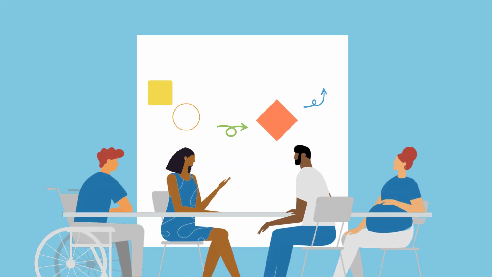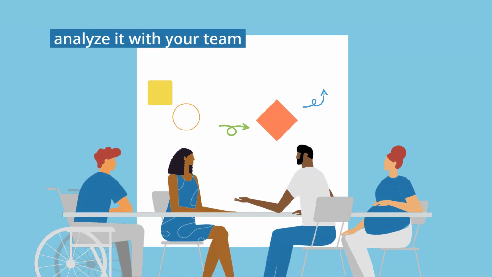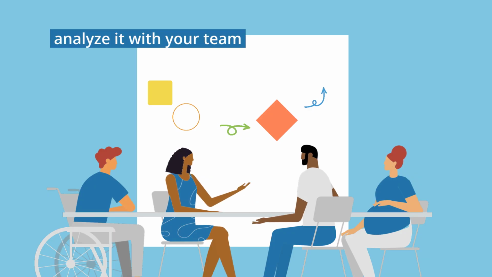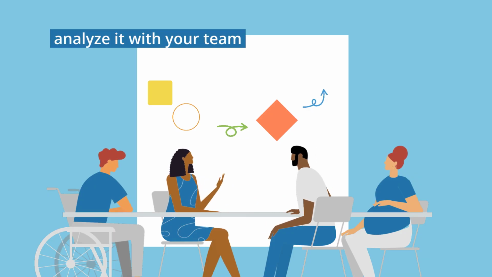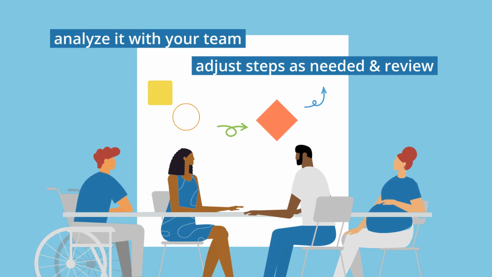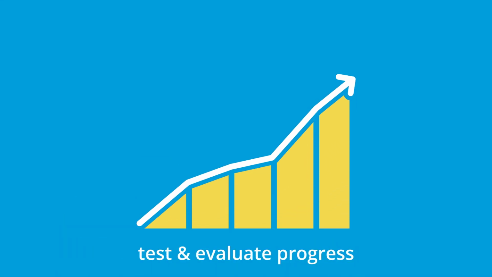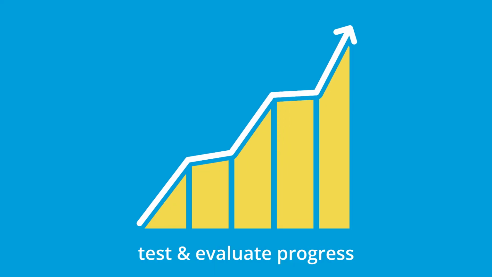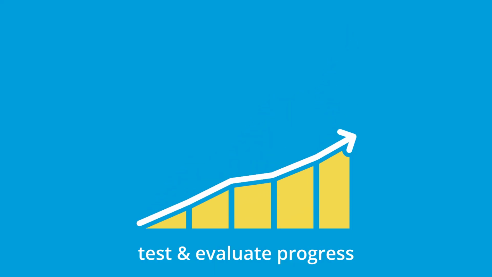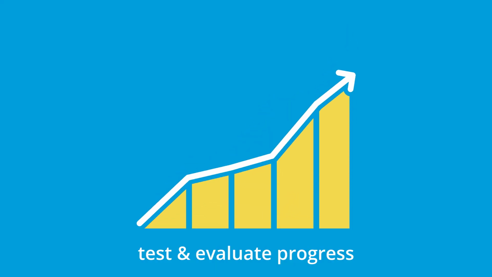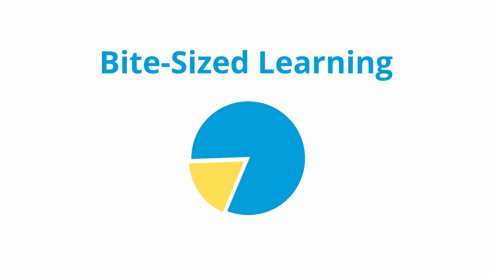When the current process map is complete and accurate, analyze it with your team and look for improvement opportunities to increase clarity and efficiency. Adjust the process steps as needed and review. Once you have your ideal future state mapped out, test it and evaluate progress as part of your continuous quality improvement efforts. We hope you enjoyed this bite-sized learning.